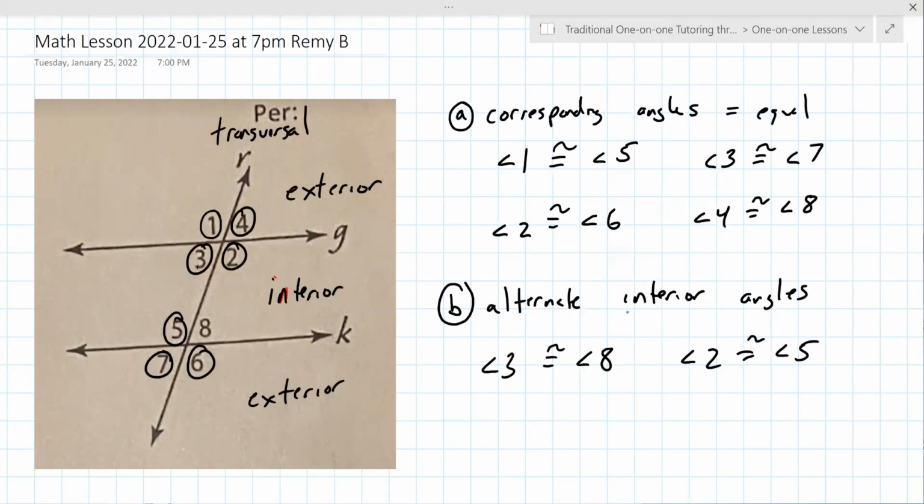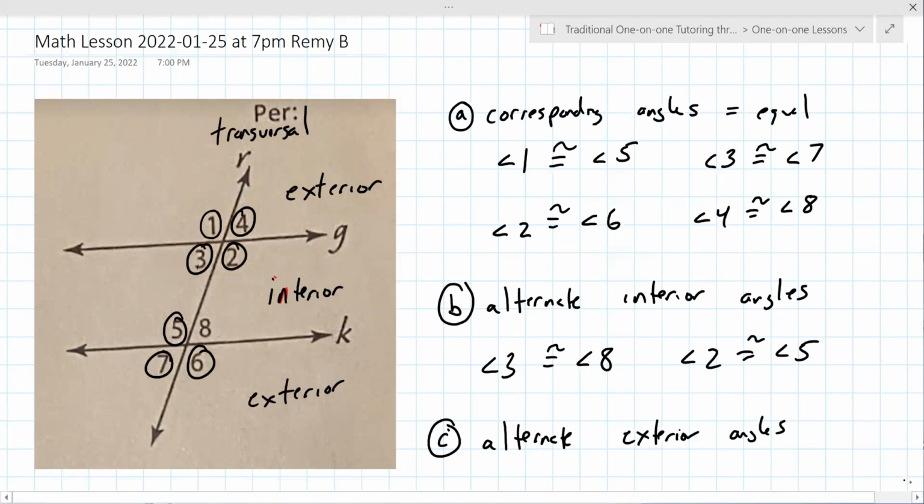And the word kind of tells you where they are. They're in the interior. They have to be in the interior. You can't get an exterior. All right. Part C is alternate exterior angles. So again, if we just look at the words, they have to be in the exterior. So which is in the exterior? Well, angle 1 is in the exterior.